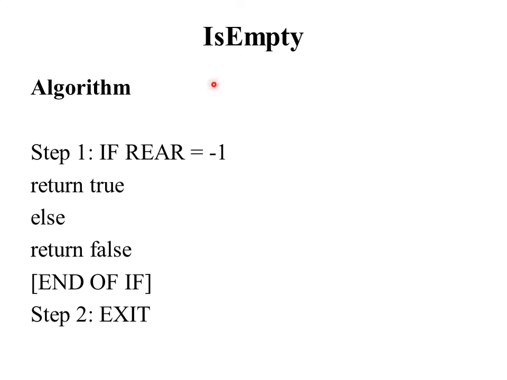In a circular queue, the is empty condition is the same as in a linear queue. So the algorithm is: if rear is equal to -1, then return true, else return false. This means if rear is equal to -1, then Q is empty, otherwise Q is not empty.